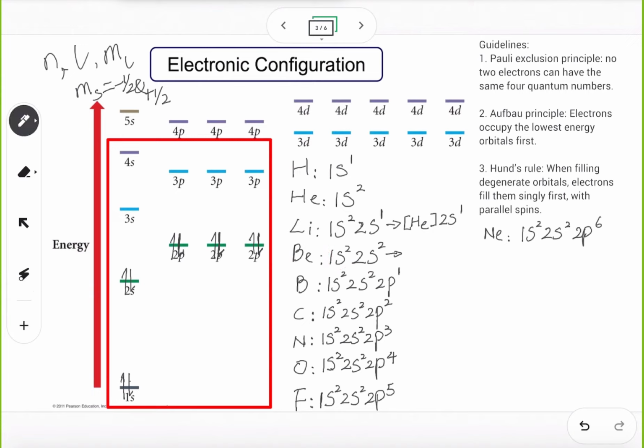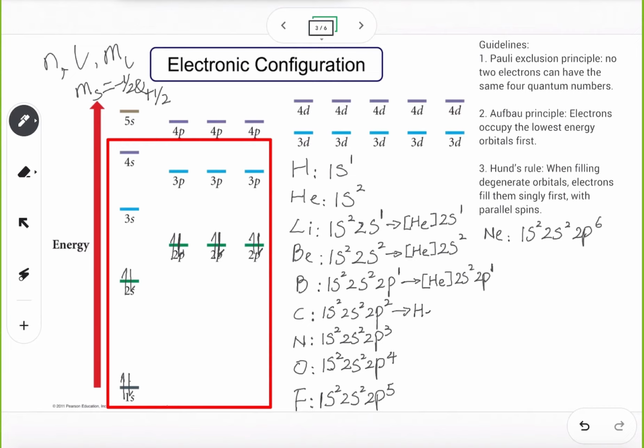So for beryllium, it's going to be helium 2s2. Okay, and for boron, again, like we did for lithium and beryllium, 1s2 is still here. So you can use helium to represent 1s2. That's going to be helium 2s2, 2p1.